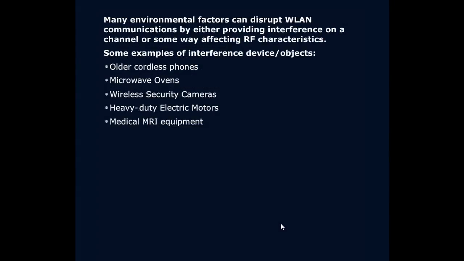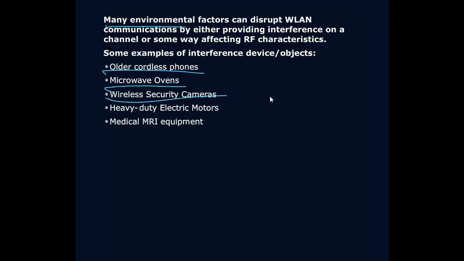So what are some of the other factors in passive site surveys we need to know about? There are many environmental factors that can totally destroy a wireless LAN. They can provide interference either through RF or by channel. So here's some of the things we need to pay attention to. Older cordless phones. These should be gone the way of the dodo in organizations. It's fine at your grandma's house, but if you see this in any corporation or business, you need to question somebody about it. Microwave ovens, I've seen this so many times. Several times, older microwave ovens seem to be the ones that cause the issues.